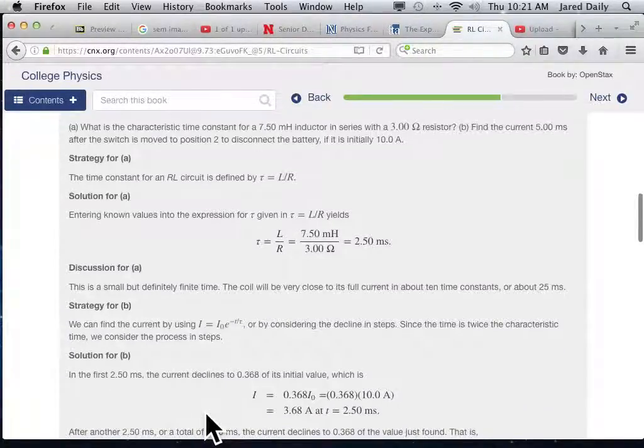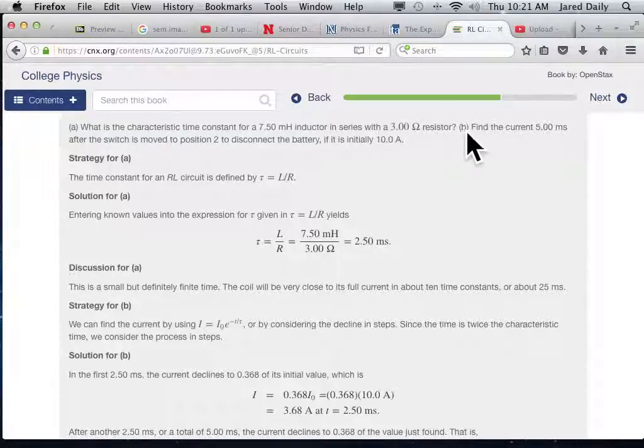So let's do an example really quick. We're going to have a resistor inductor circuit, and this resistor inductor circuit is going to have a 7.5 millihenry inductor in series with a 3 ohm resistor. Now it turns out it doesn't necessarily have to be in series, it can be in parallel as well, and the equations are the same. But in this case we're doing them in series.